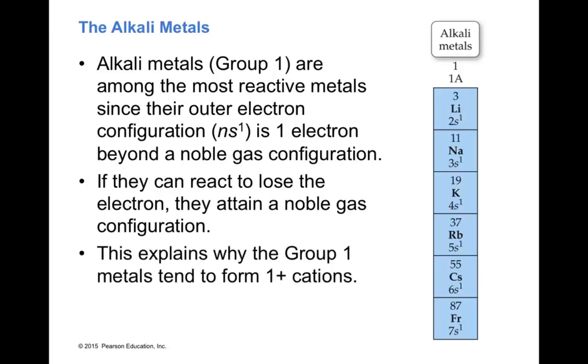So if they can react to lose the electron, they attain a noble gas configuration. This explains why the group 1 metals tend to form a 1+ cation. Because they lose one electron, and remember, the electron has a negative charge. As an atom, they are neutral, so if you lose a negative charge, you produce a positive charge. That's why lithium, sodium, potassium, rubidium, cesium, all of them as ions are 1+. Sodium 1+, potassium 1+.